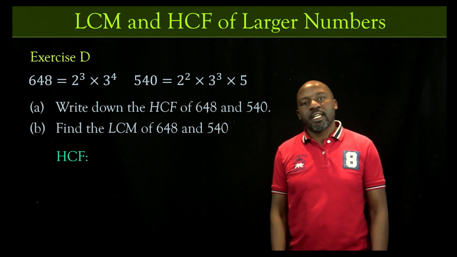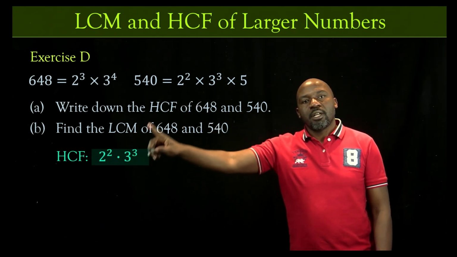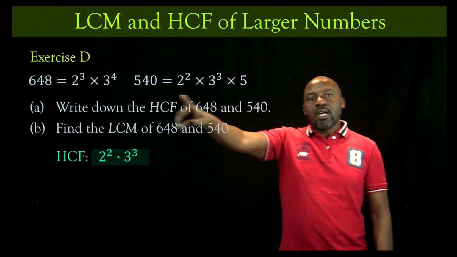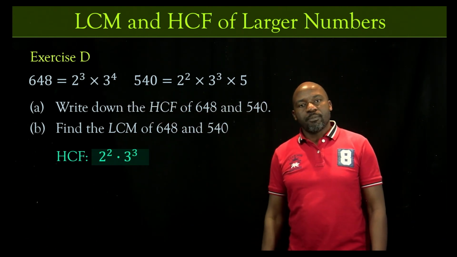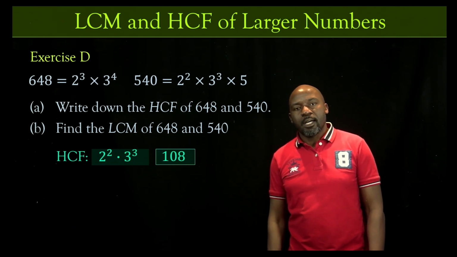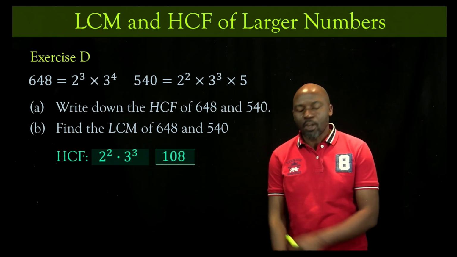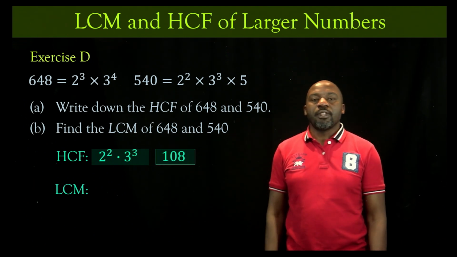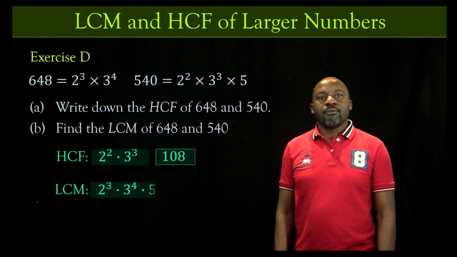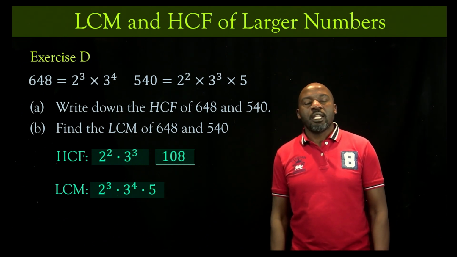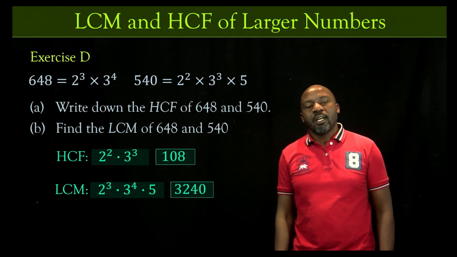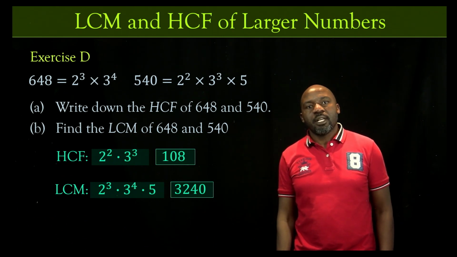The HCF then is going to be, like we said, we pick the lowest power. So for 2 we will take 2 power 2, and for 3 we will take 3 power 3 because that's smaller than this. And for 5, this is 5 power 1 and there is a 5 power 0 there. So this must be the HCF, which is 108, 4 times 27. And for the LCM, we pick the higher powers. So for 2, we will take 2 power 3, and for 3, we will take 3 power 4, and then we'll take 5 power 1 because the other one is 5 power 0, and when we multiply that, we'll get 3240. So those are the LCM and HCF of the numbers.